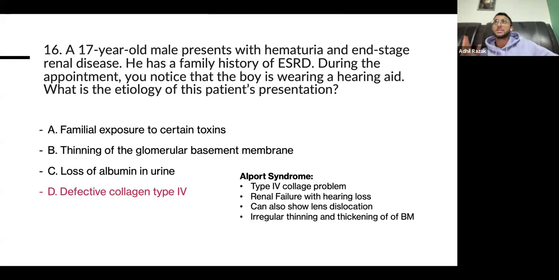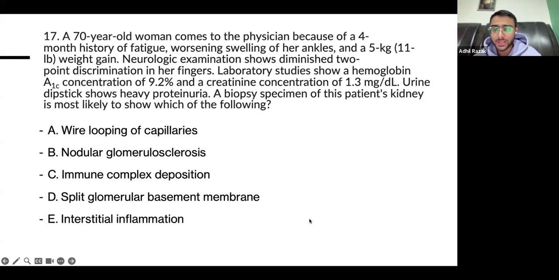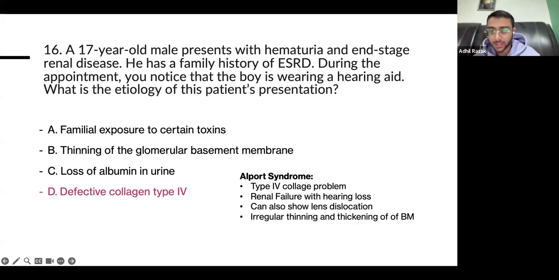So wherever type 4 collagen has a strong function, like in the eyes or the ears, there could be an issue. It could be lens dislocation, and it could be hearing loss. In Alport syndrome, there is irregular thinning and thickening. Some parts could be thinning, and some parts could be thickening in the glomerular basement membrane. Is that clear? Is that understood?